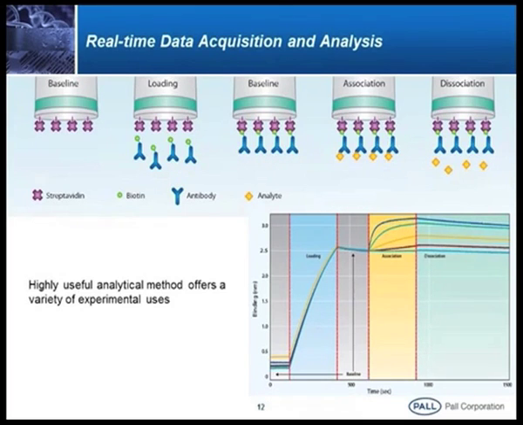The same sensor, when I bring it back to the buffer, the unbound material gets washed off. Then I dip the sensor into the corresponding association, the antigen, and we see curves like this, with different dilutions, 2-fold or 3-fold, however you are making them. This is the interaction between this antibody and the antigen. Once again I bring the sensor back to the buffer, and we see the dissociation. So this is what we completely call kinetics.